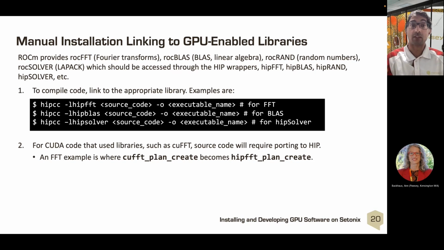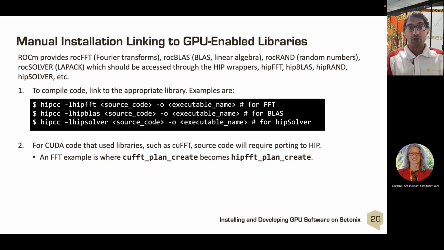So ROCm provides several of these. This is not the fully extensive list, but there's FFT, BLAS, random numbers, and solver, which is LAPACK, which should be accessed through the HIP wrappers. So hipFFT, hipBLAS, hipRAND, and hipSOLVER provide wrappers around these ROCm libraries. And to then compile the source code, you just have to add the appropriate flag. So hipcc -lhipfft -lhipblas -lhipsolver would give you the equivalent of a code where the library itself that's being called is GPU enabled.